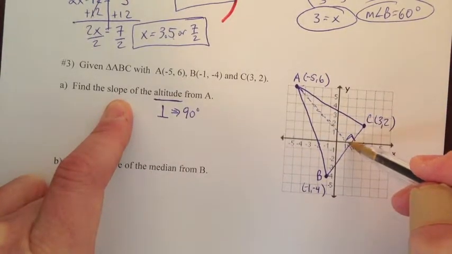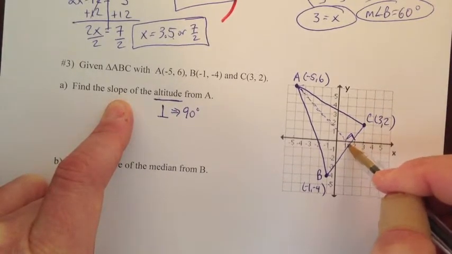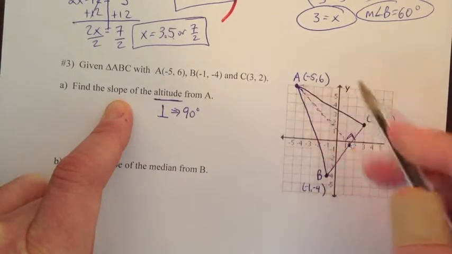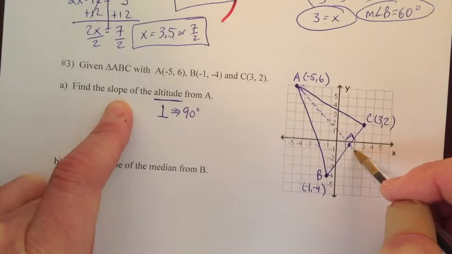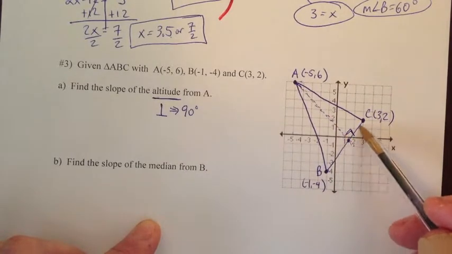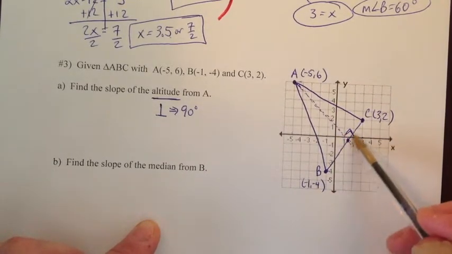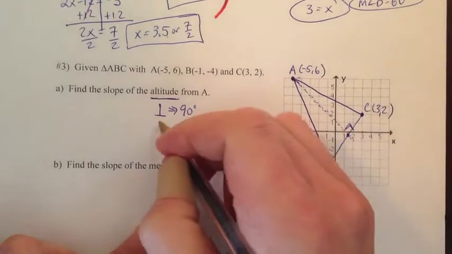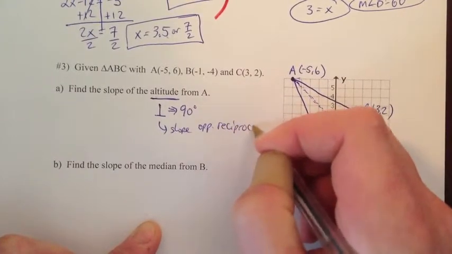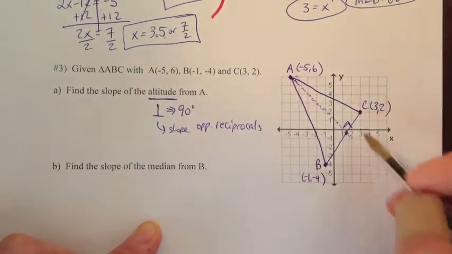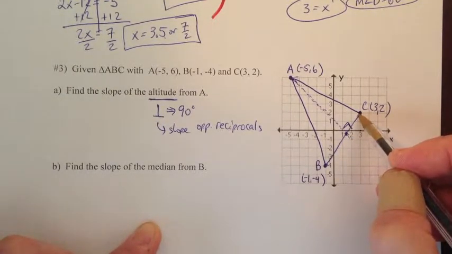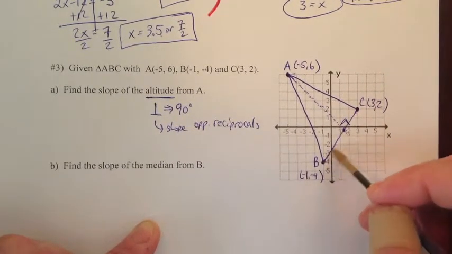Well, we've got a problem here. We don't know the coordinates of this point. My picture is not accurate. So if I want to do the slope formula, here's point A, but I don't have the coordinates of this point. So what can I do? Well, we know that perpendicular lines have slopes that are opposite reciprocals. So if we knew the slope of BC, then we would know the altitude slope. So let's go ahead and do this. Let's take the slope of BC.